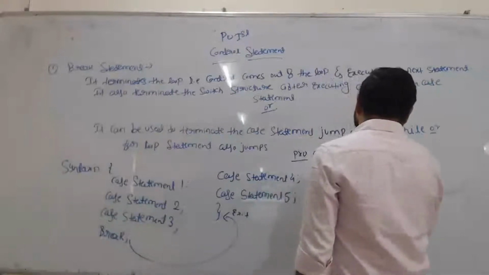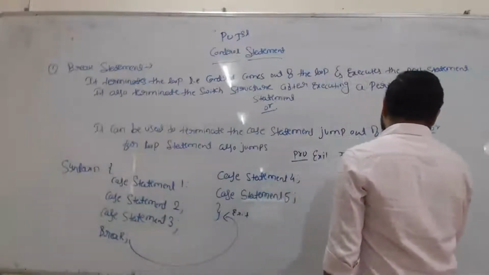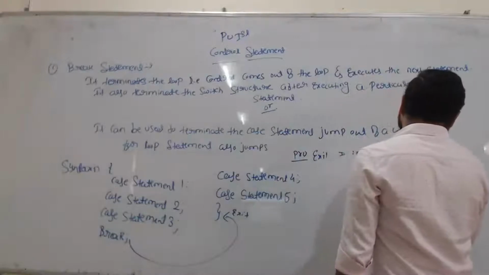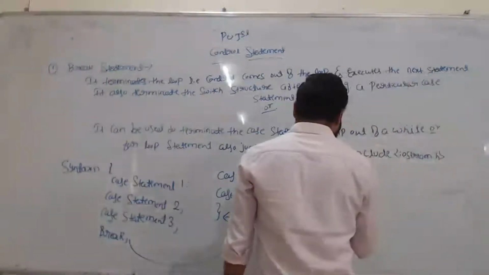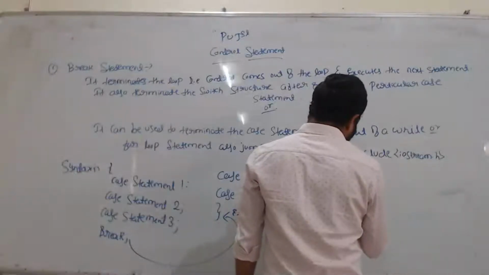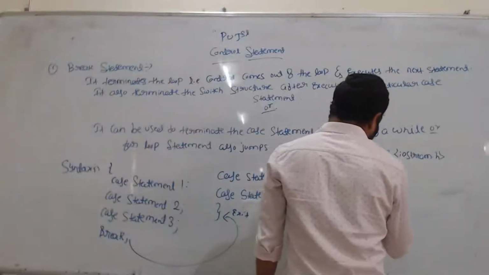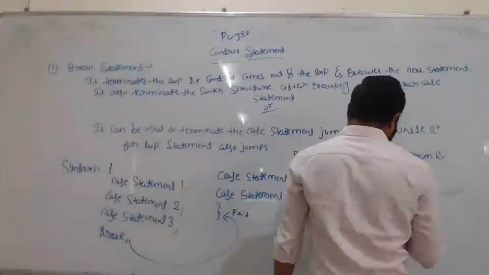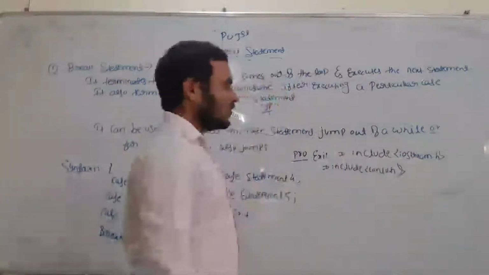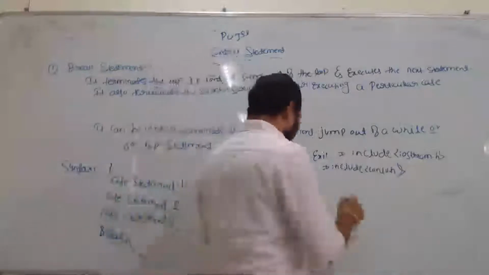Program example. #include <iostream.h>, #include <conio.h>. Two header files will be declared here.